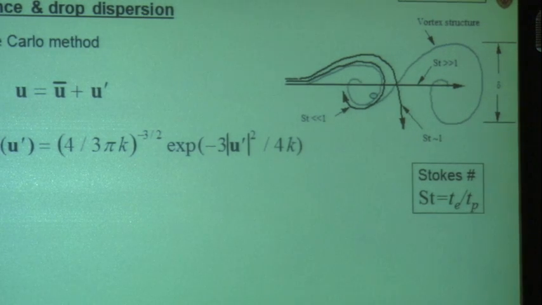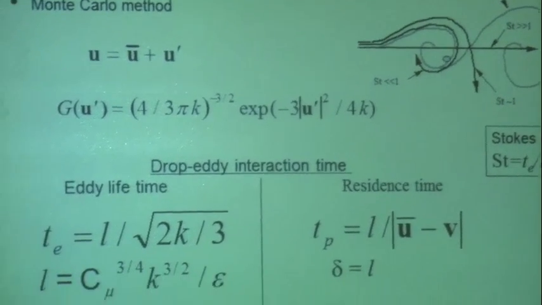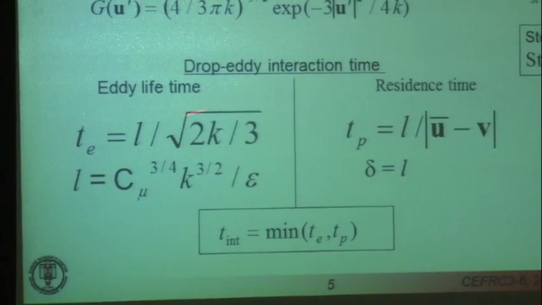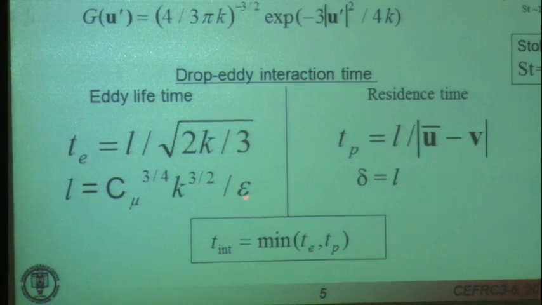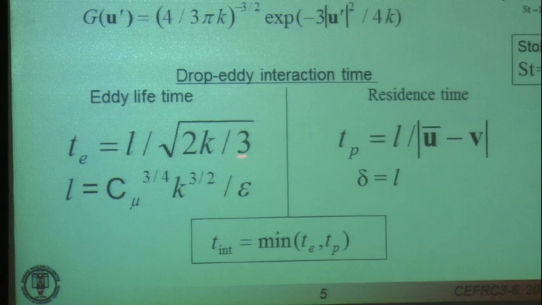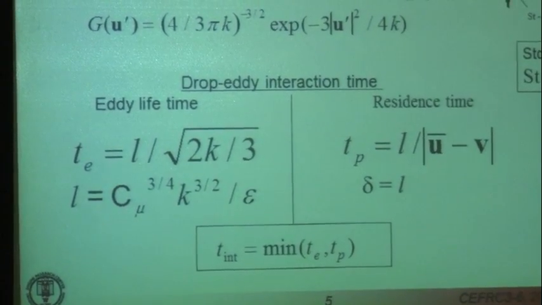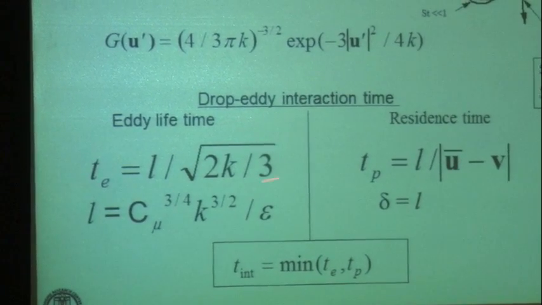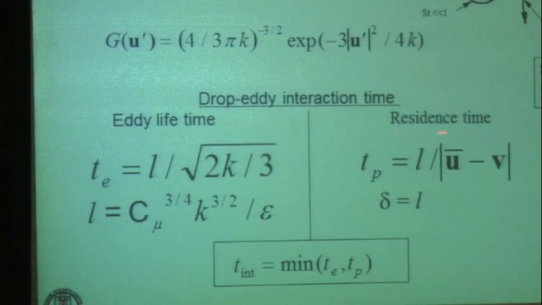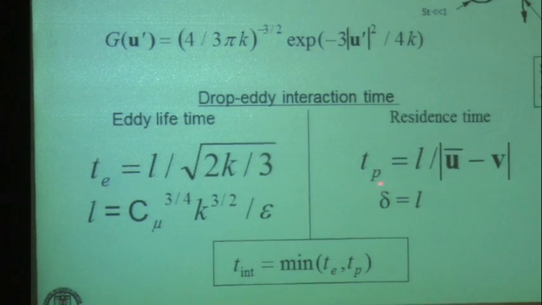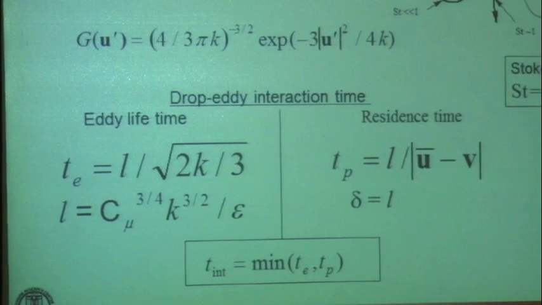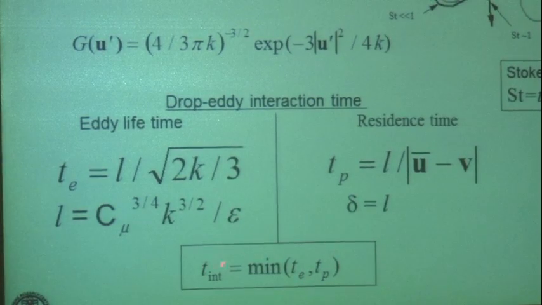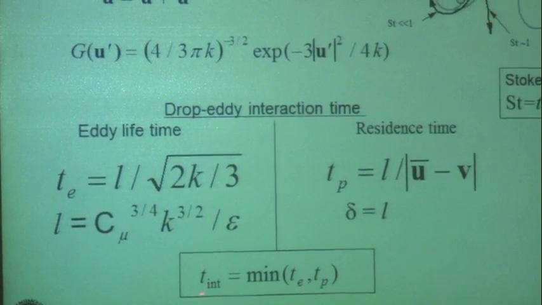So in Gosman's approach, he looks for what he calls the drop eddy interaction time. The eddy lifetime, T sub E here, depends on the eddy size, and we know how to calculate the length scale of an eddy, and the U prime, which is the square root of 2/3 K. So this is the lifetime of an eddy, and I compare that against the residence time of a droplet in an eddy, which is basically the size of the eddy divided by the relative velocity between the droplet and the gas. And then I choose the minimum of those two time scales as my interaction time.